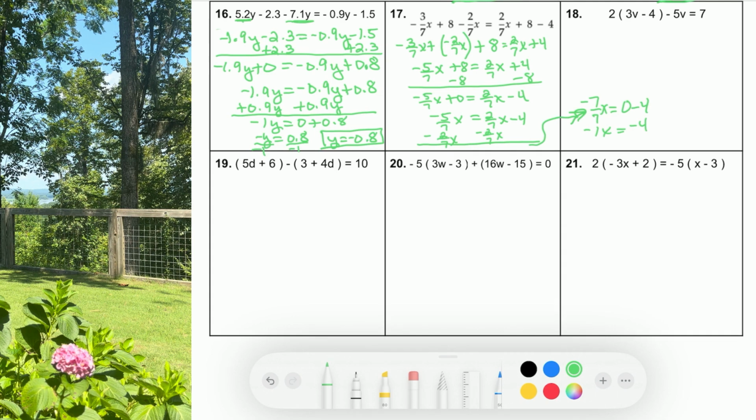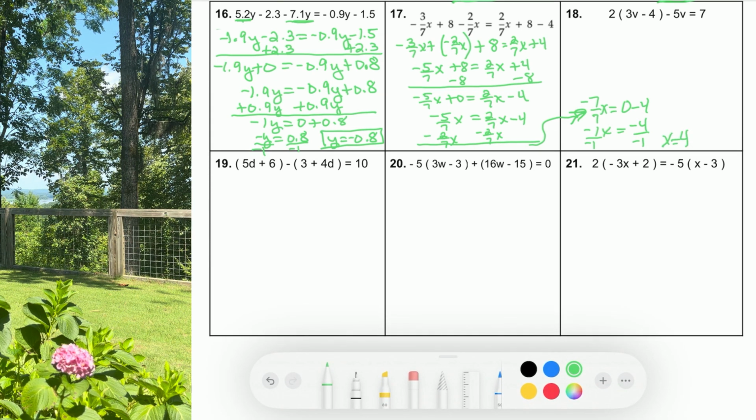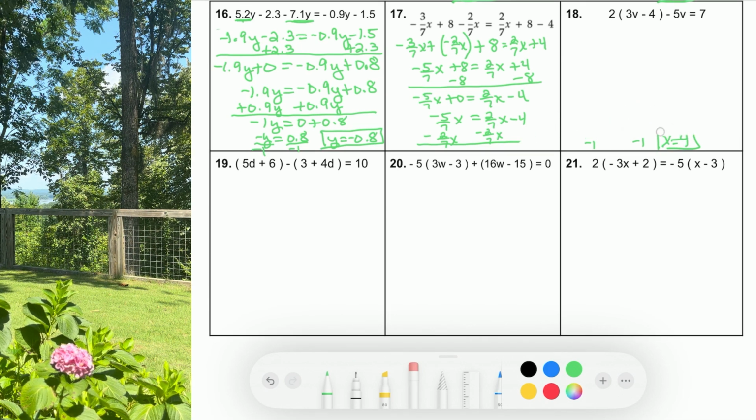I can't leave that negative, so I need to divide this by a negative 1, divide that by a negative 1, and our answer is actually x equals 4 for number 17. All right, make sure you get that down. Pause the video, get that down before we move on to number 18. I'm going to erase it, and I want to make sure you actually have that part of the problem down, just because we don't have room, and I need this room for number 18.